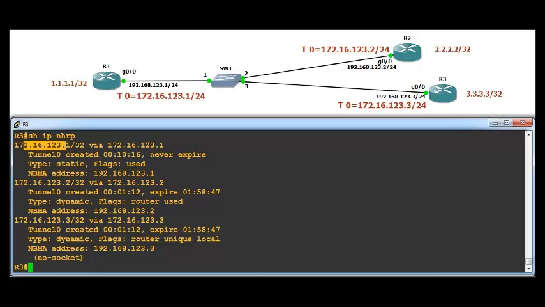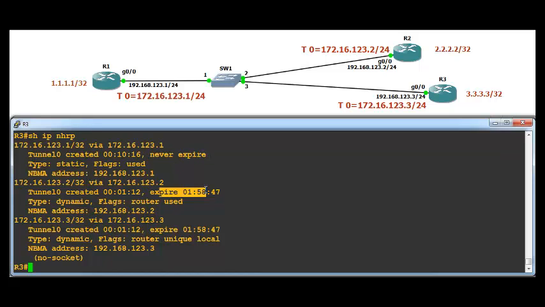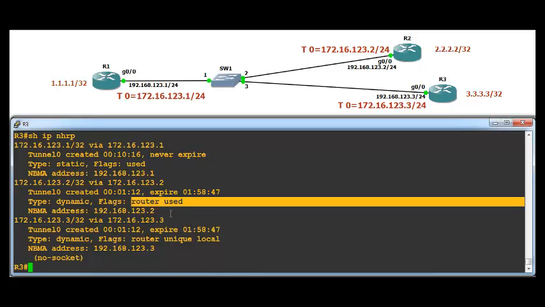Router 1, how does it know? Because of your static configuration. But router 2, how does it know? Dynamic. And this is in use. Here it says never expires because you statically configured. The dynamic one will expire after this many hours, and it is in use. So this is what DMVPN is.